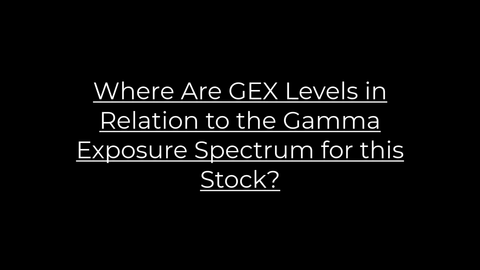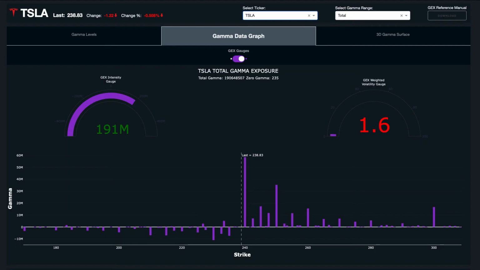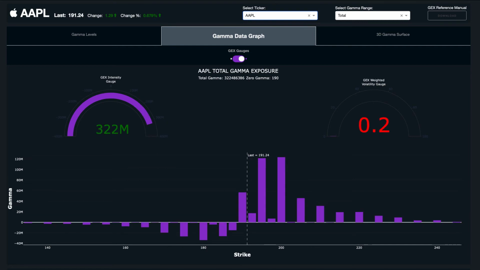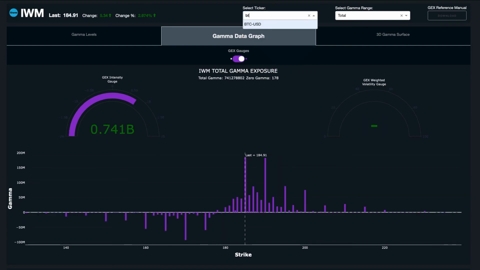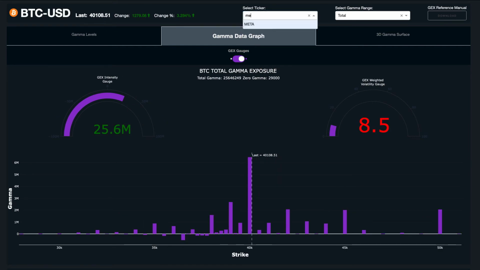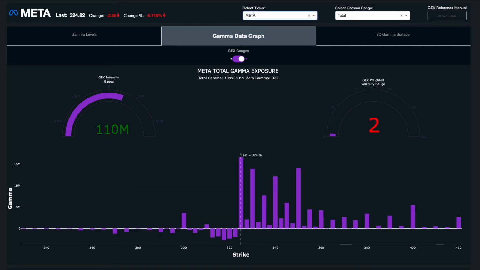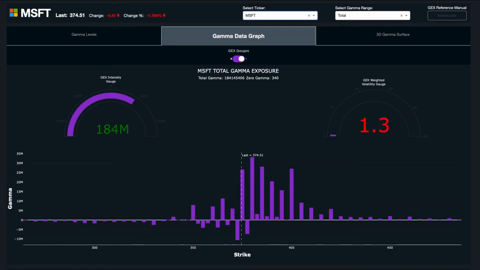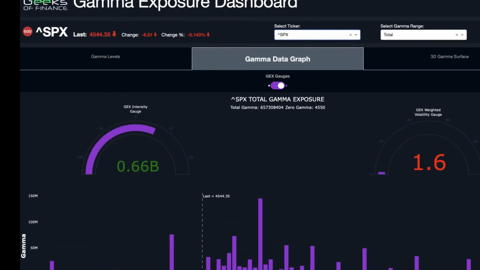And so we've talked about this in our Discord and a number of our other videos: you have to have some knowledge of where the gamma exposure levels are. You have to have a relational basis to say, where are we in the gamma exposure spectrum? And so we actually have a GEX intensity gauge on our dashboard. The spectrum for each security is different because the options market for each security varies widely in size and trading.